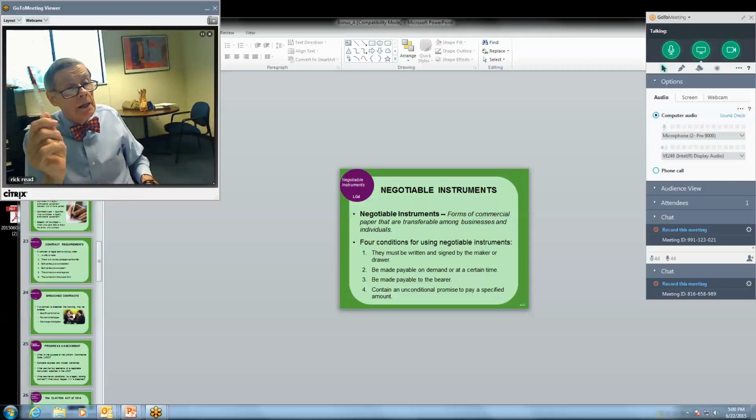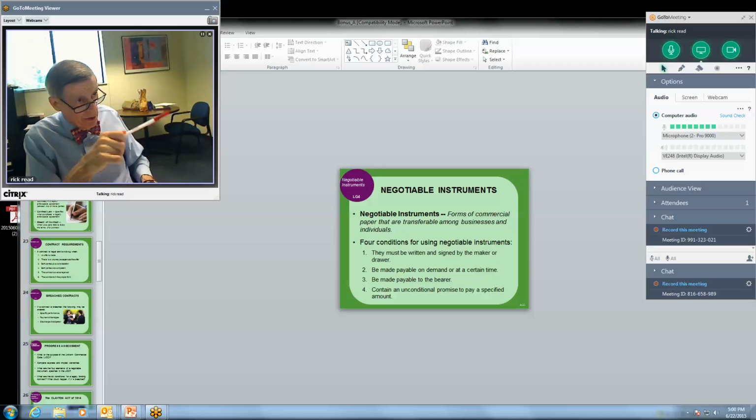It must be written. In other words, what this says, this is what it says, et cetera, et cetera. It must be in writing, and it has to be signed by the maker. It has to be payable on demand at a specified time. It is made payable to the bearer. In other words, I hold this, and it is payable to me.